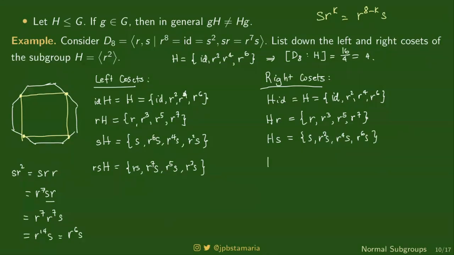And if you multiply an RS to the right, tayo mag-multiply na RS. So magiging R squared, RS, R cubed S, R to the 5th S, and R to the 7S. Do you notice something? Equal lang po yung left coset at right cosets. Yeah, precisely. In fact, that's what I would like to point out.